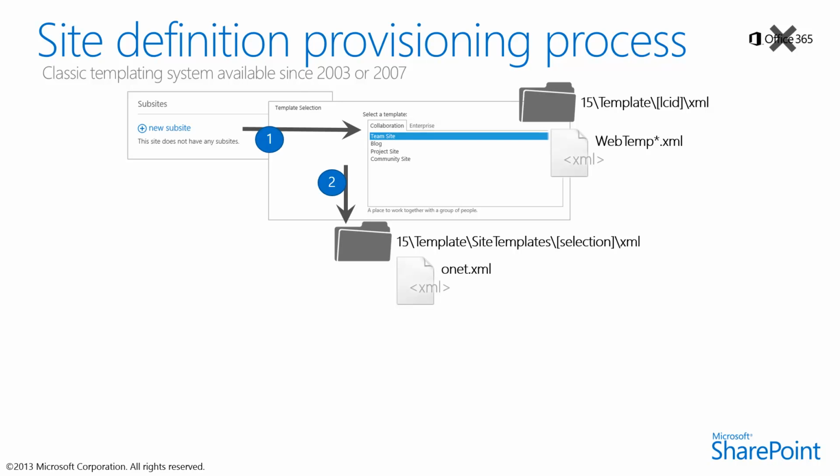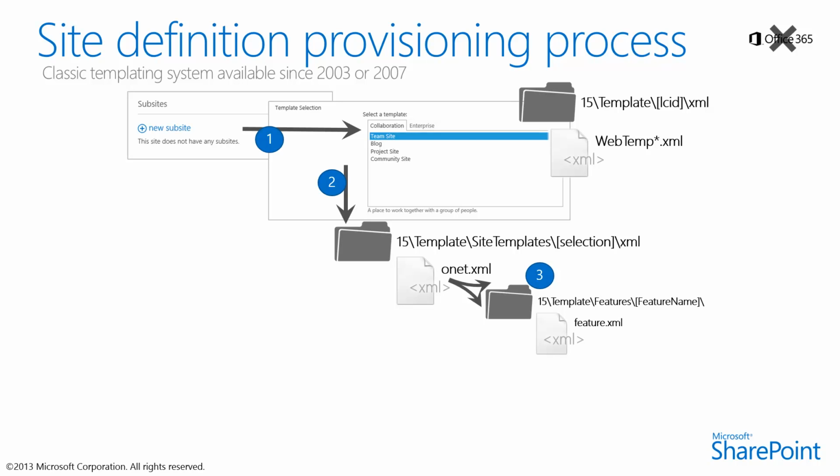And ONET.xml, to oversimplify, is an XML structure defining which feature XML elements will be activated whenever that team site or whatever template is selected. So the ONET.xml has unique GUIDs of the feature XML files, which are also stored in the 15 Hive, pointing out which features will be activated. And the order of the activated features is the order in which they are defined in the ONET.xml.